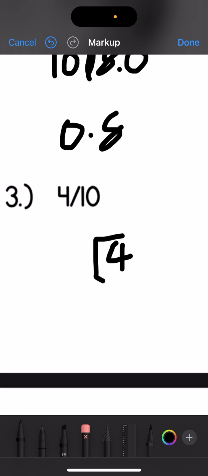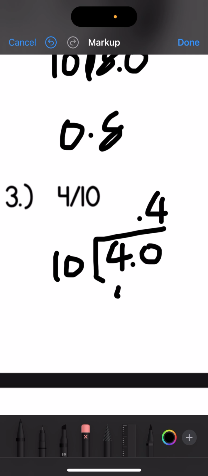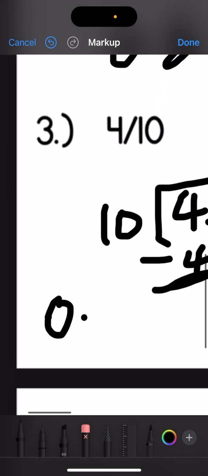4 divided by 10. Put that decimal mark there, add the 0. 10 goes into 40 four times. And the answer will be 0.4.